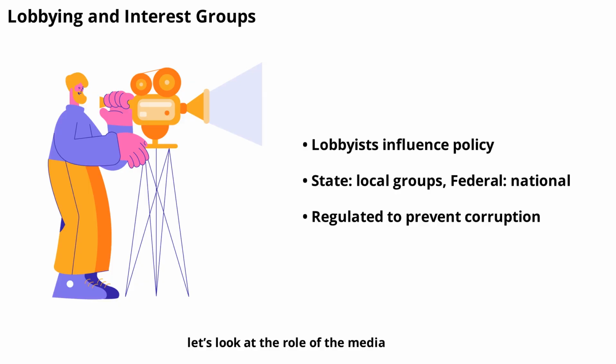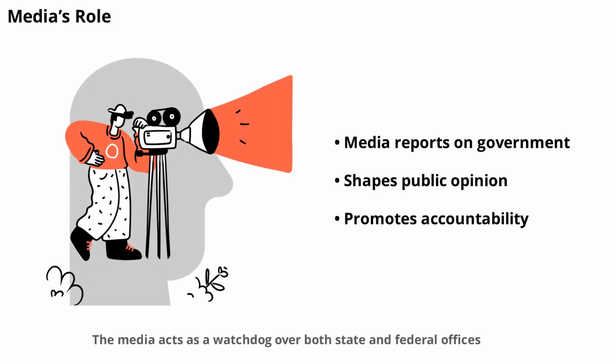Next, let's look at the role of the media. The media acts as a watchdog over both state and federal offices. Journalists report on government actions, investigate scandals, and inform the public about important issues. Media coverage can shape public opinion and hold officials accountable. Both levels of government rely on the media to communicate their messages and respond to criticism.